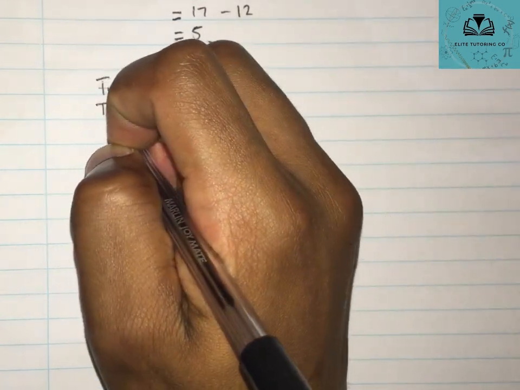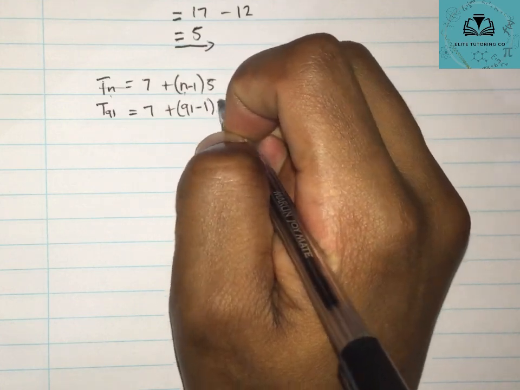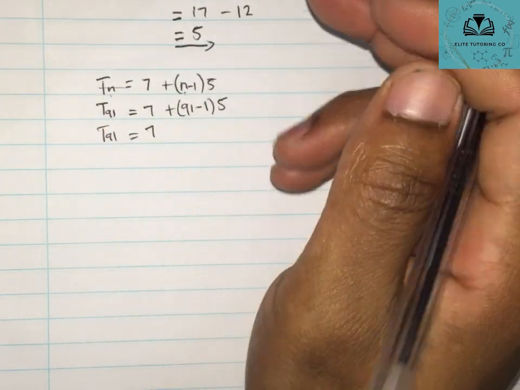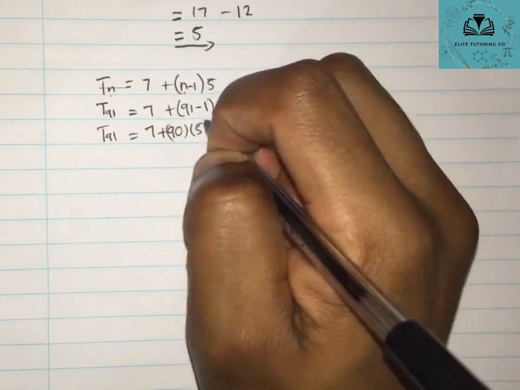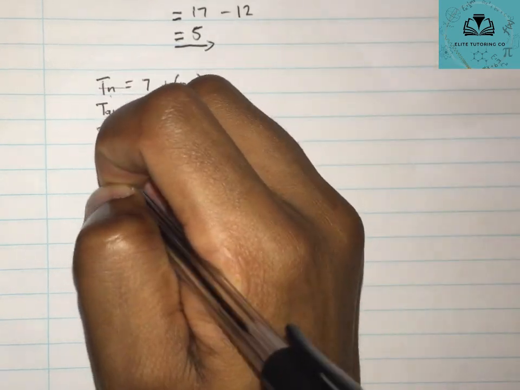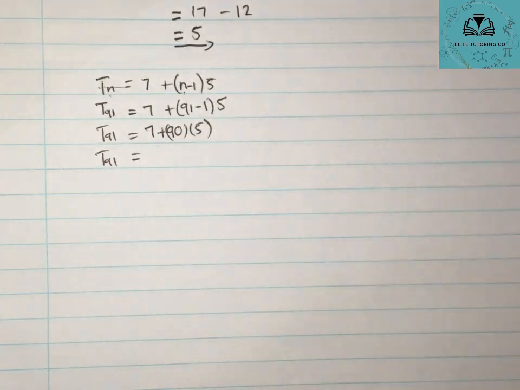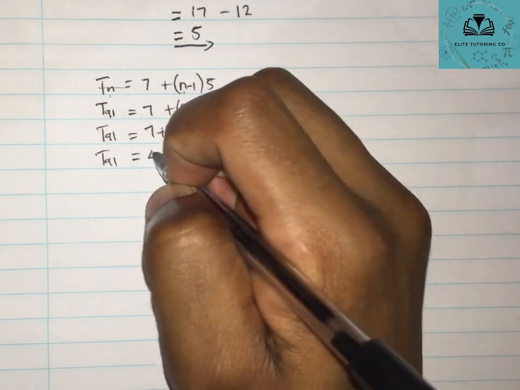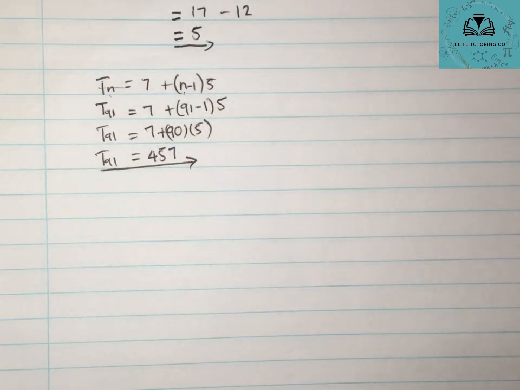Now we're saying the t91 is equal to 7 plus 91 minus 1, all multiplied by 5. Then you can go on to say t91 is equal to 7 plus 91 minus 1, that is going to be 90, right? So this is 7 plus 90 times 5. And then you can say that t91 is equal to 7 plus, what is 90 multiplied by 5? That is going to be 450, right? So that is 7 plus 450, that is 457. So that is how we find the 91st term.